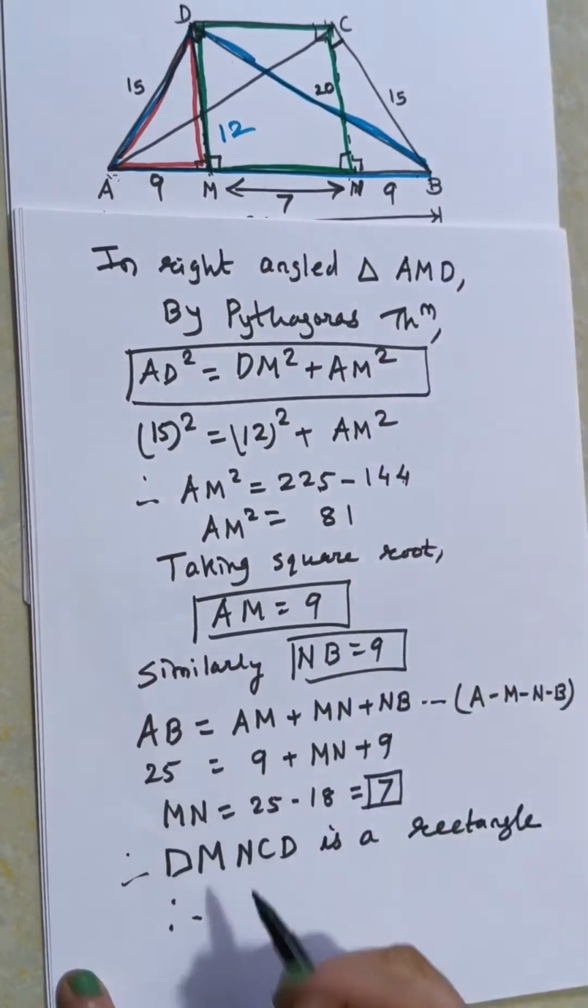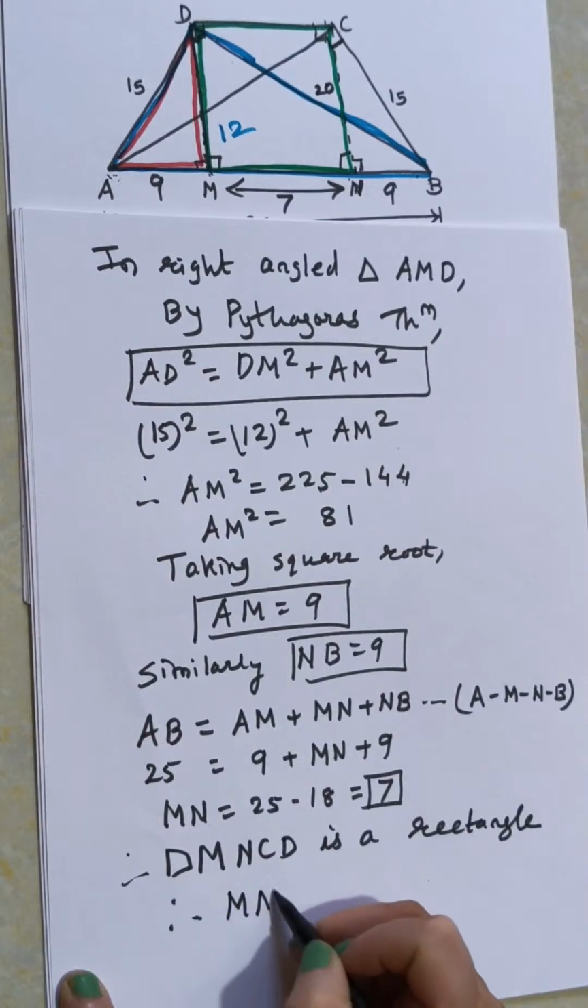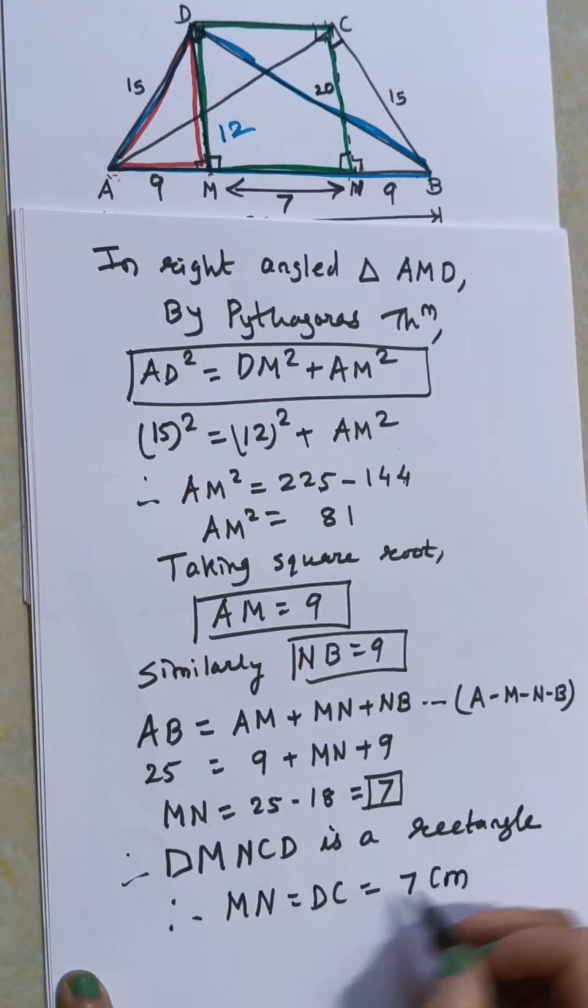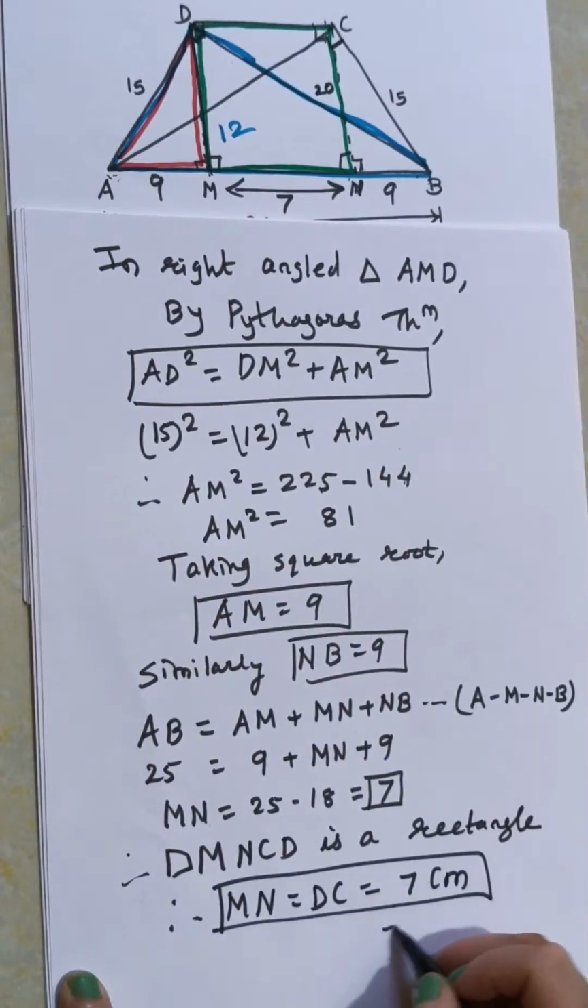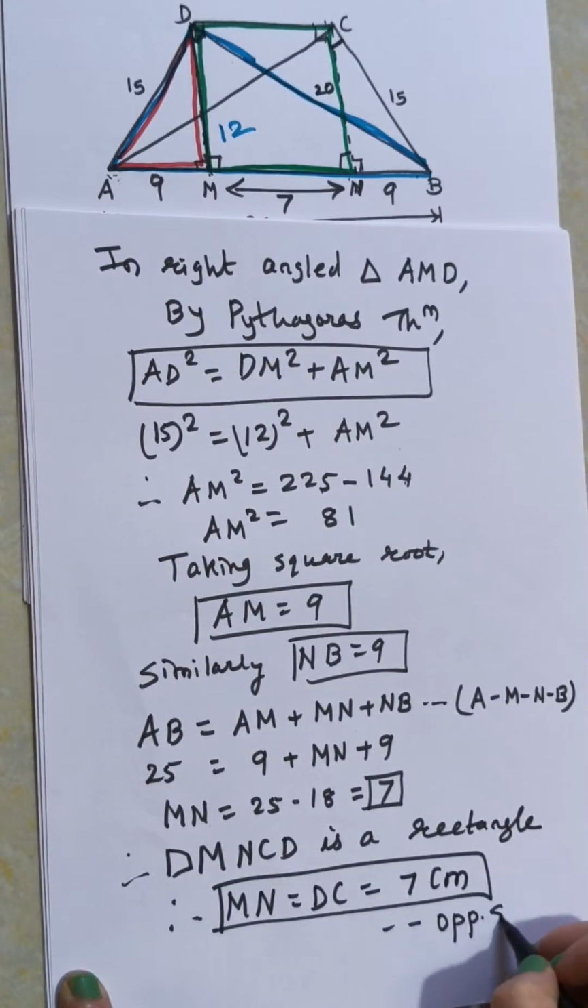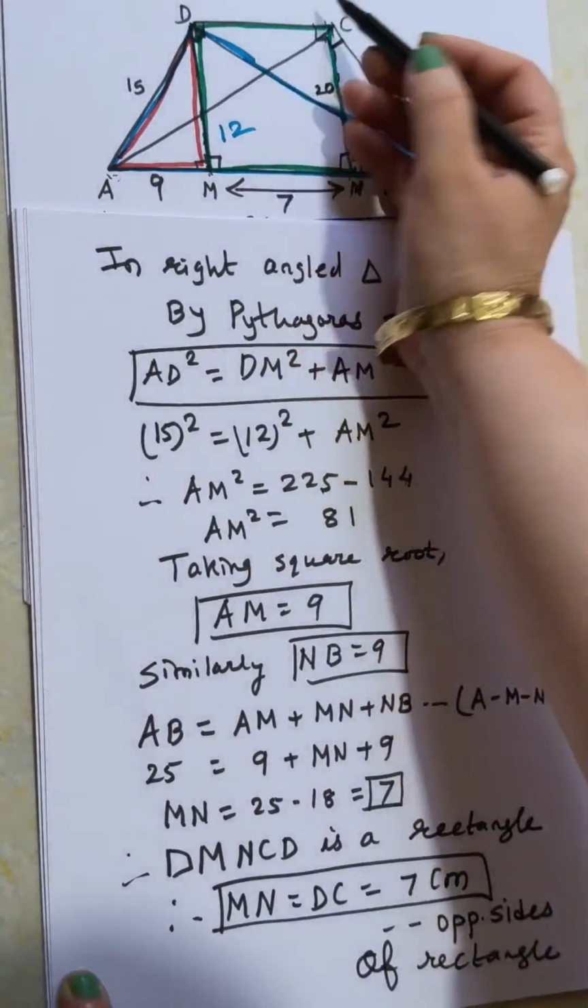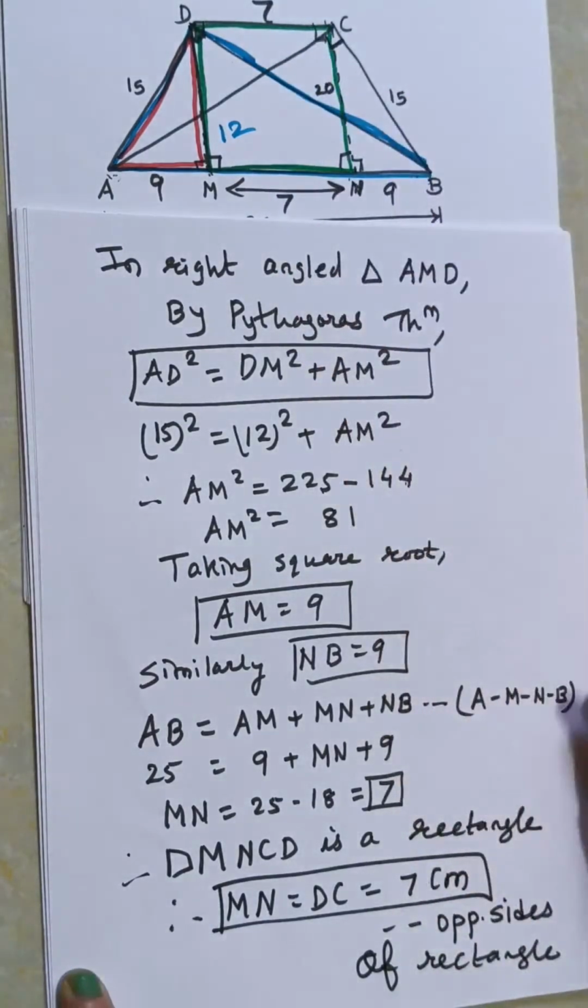So now see, MN is equal to DC, and that will be 7 centimeter. And what reason are you going to write? Opposite sides of rectangle. So now I got DC also. DC is how much? 7 centimeter.